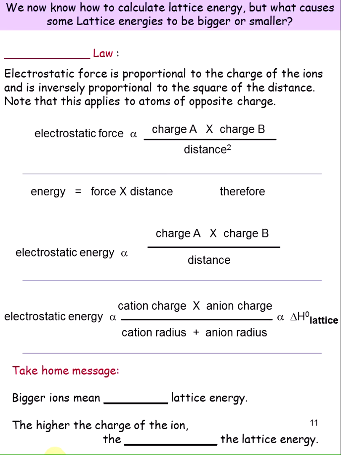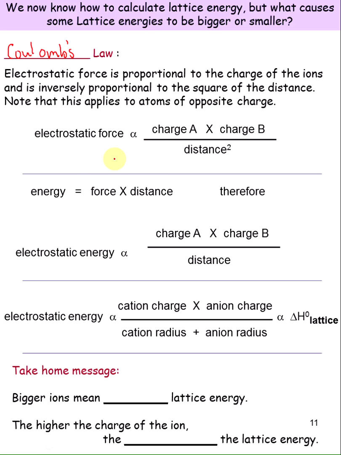So we now know how to calculate lattice energy, but what causes some lattice energies to be bigger and some to be smaller? And to understand this, we're going to look at Coulomb's Law. The electrostatic force is proportional to the charge of the ions, but it's also inversely proportional to the square of the distance. Note that this applies to atoms of opposite charge, so let's say our cation and our anion.